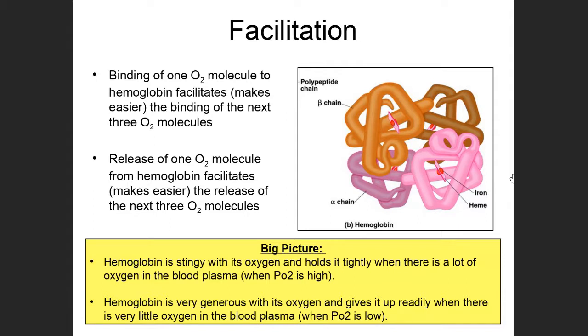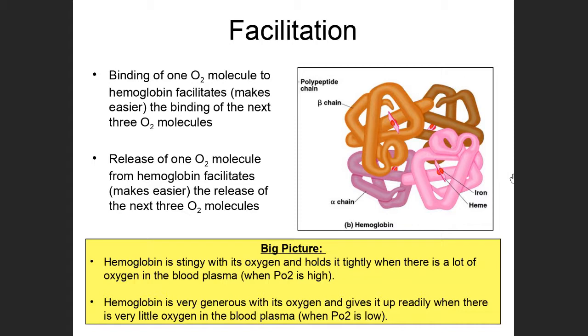So the way that hemoglobin loads, where it doesn't want to take on oxygen unless it already has some, and the way that it unloads, where it doesn't want to give up oxygen unless it's already given up some, is what's known as facilitation. And the big picture is when there's a lot of oxygen in the blood and there's a lot of oxygen in the red blood cells, hemoglobin is really stingy and it holds on to that oxygen really tightly. And the reason for this would be if there's a lot of oxygen in the blood and in the red blood cells, there's no reason for it to be giving up its oxygen, because that means that the tissues have what they need.